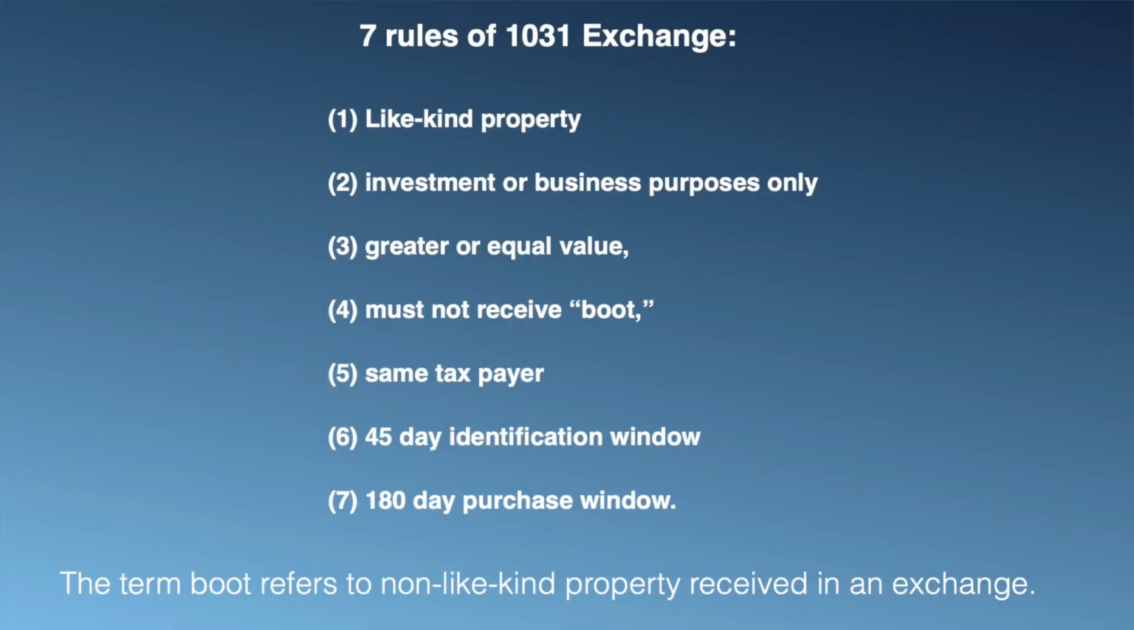And then the last rule, rule number 7, is that you have 180 days to close on that property. Now, if you don't identify the property within 45 days, or if you don't close on a property within 180 days, guess what? No 1031 exchange. Whatever you would have to pay in taxes, whatever that liability was, you're going to have to pay it, and that's it, and it goes away.